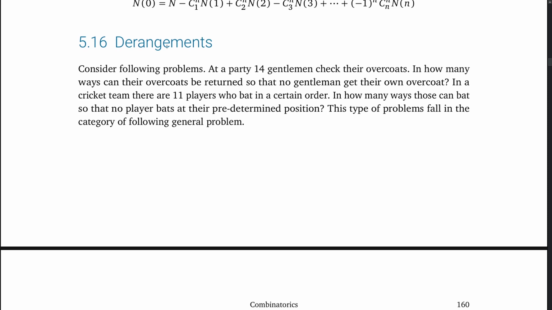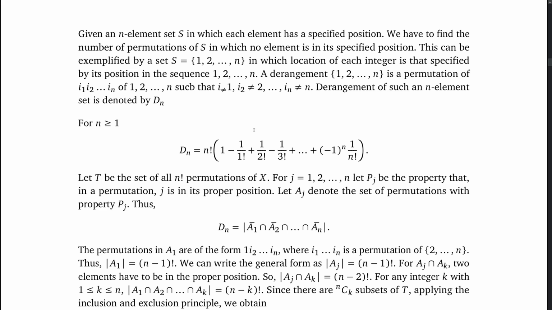Now we consider derangements. Consider the following problems. At a party, 14 gentlemen check their overcoats. In how many ways can their overcoats be returned so that no gentleman gets their own overcoat? In a cricket team, there are 11 players who bat in a certain order. In how many ways can they bat so that no player bats at their predetermined position? This type of problem falls in the category of the following general problem.